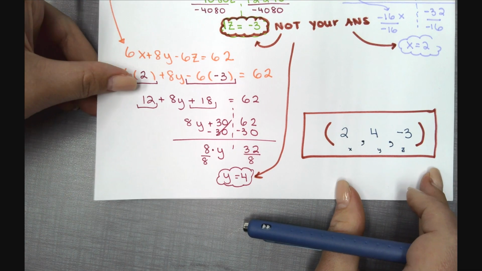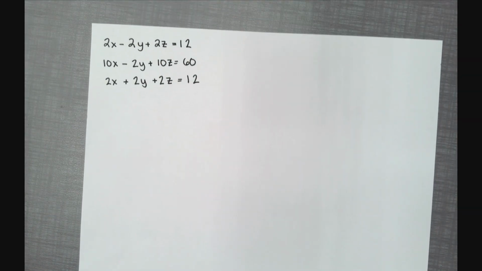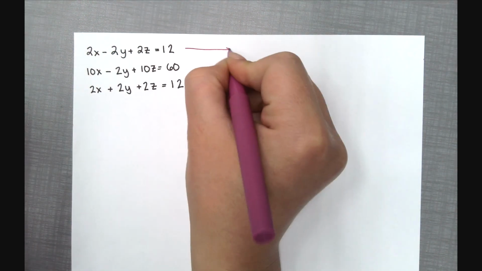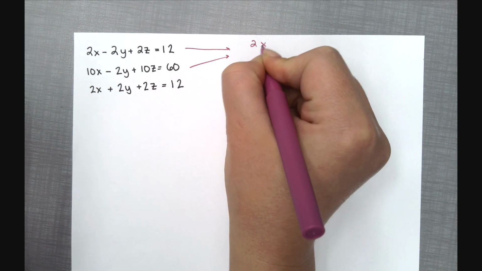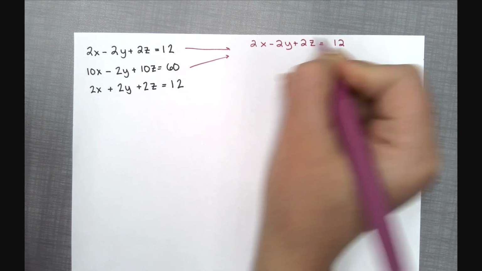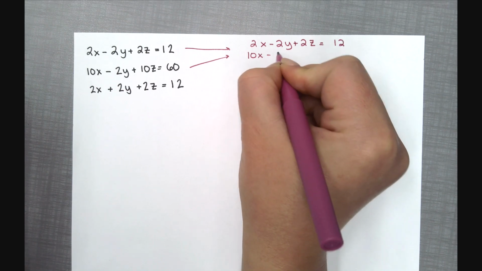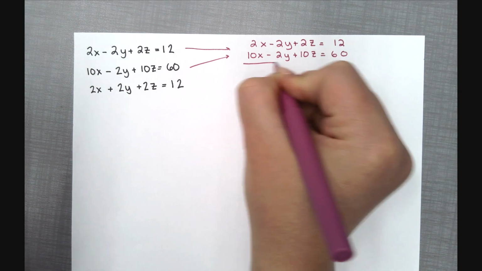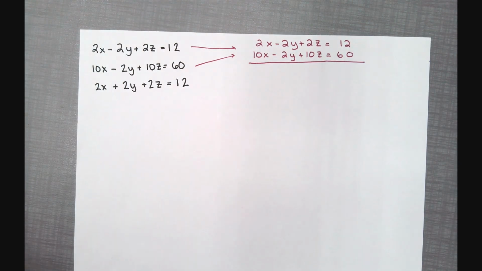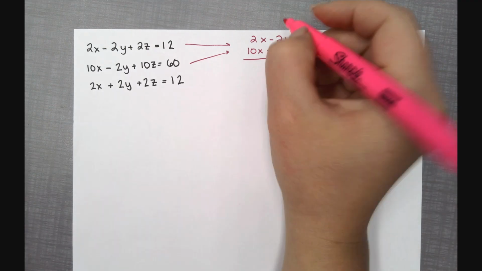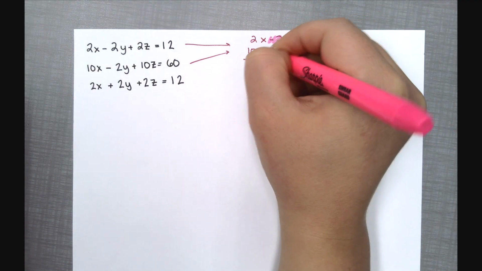And our very last question here. Now, on this one, steps 1, 2, 3 are exactly the same thing. I'm going to pick up my top 2, which is 2x minus 2y plus 2z is equal to 12. My next one is 10x minus 2y plus 10z is equal to 60. Now immediately I know that I wish to eliminate my y's because I see them matching. I see that I have a negative 2 and a negative 2.